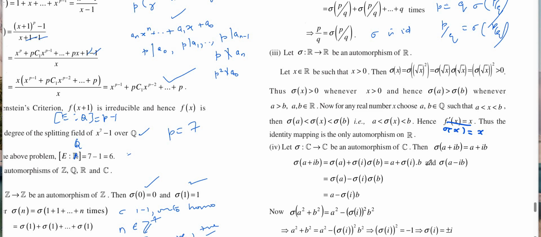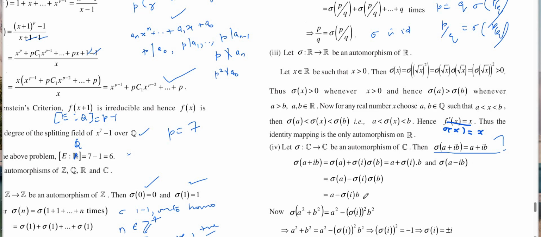Let sigma from C to C be an automorphism. Then it should take a + ib to some element over here. We want to determine: do we have sigma to be just the identity, or something else also? So sigma of this is to be determined. Consider sigma of a + ib. Since sigma is a homomorphism, you have this step: a + sigma of i into b, and sigma of a - ib.